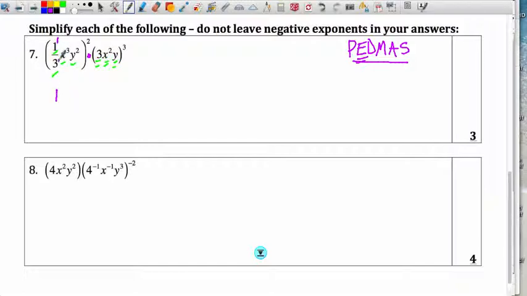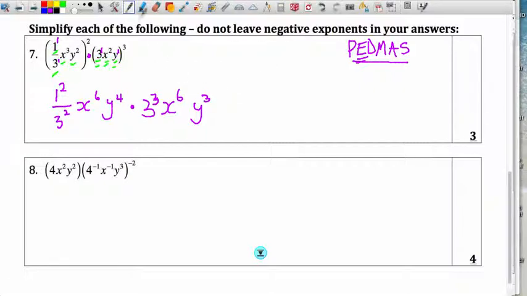I have 1 to the power of 2 times 1 is 1 squared. 3 to the power of 2 times 1 is 3 squared. x to the power of 3 times 2 is 6, y to the power of 2 times 2 is 4. That's our first term simplified, and what we've done is gotten rid of the exponent outside. The second one is going to be 3 to the power of 1 times 3 is 3, x to the power of 2 times 3 is going to give me 6, y to the power of 1 times 3 is going to give me 3.